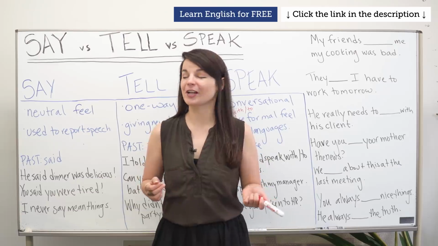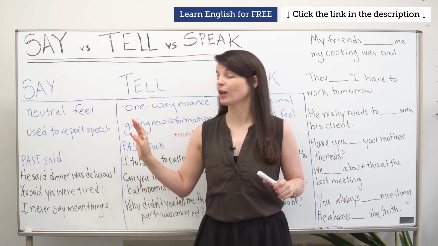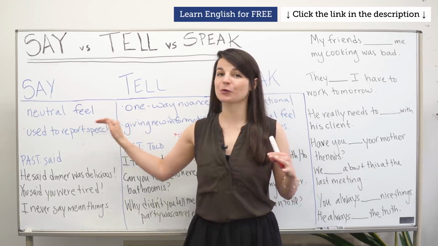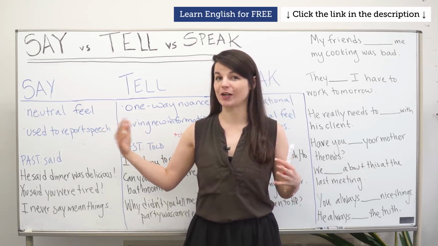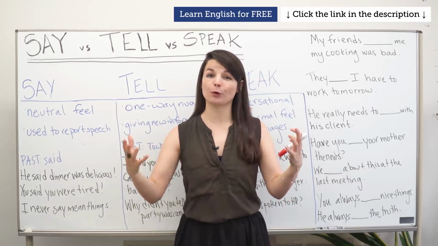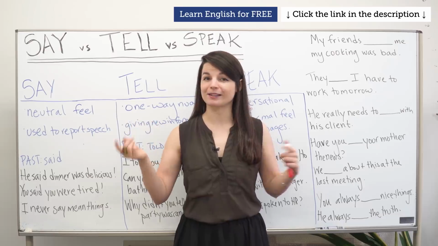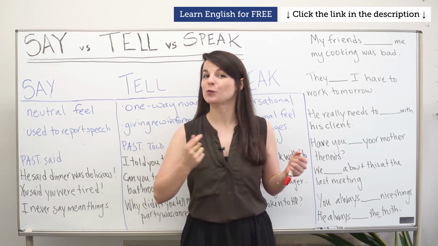Okay, the first one I want to talk about is say. We use say when we want to have a very neutral feel to what we're talking about. We use say when we report speech. We're reporting information, reporting something we heard, reporting something someone else said to us.